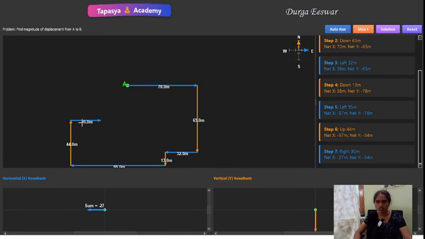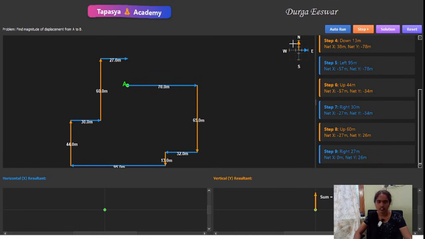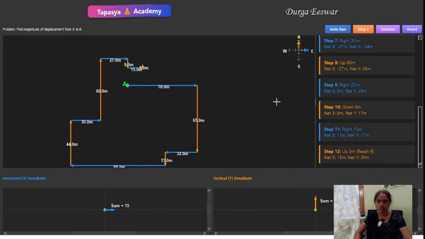It moves towards east 30 meters. It moves towards north 60 meters. It moves towards east 27 meters. It travels towards south, minus 9 meters. It moves towards east 15 meters. Finally, it reaches point B, moving towards north 3 meters.